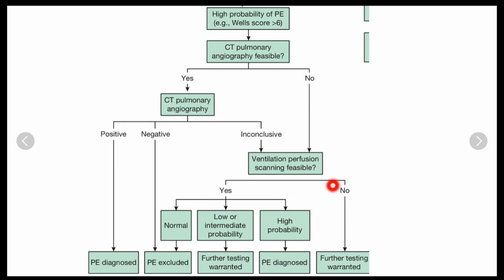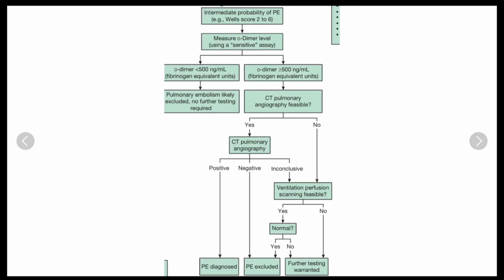And in ventilation perfusion scanning, is it available or not? If it is not there, then further testing is warranted. If it is normal, then pulmonary embolism is excluded. If the ventilation perfusion scan has high probability, then pulmonary embolism is diagnosed. If it has low or intermediate probability, then further testing is warranted. So if the VP scan is not available, then also further testing is warranted. If it has low or intermediate probability, then also further testing is warranted.